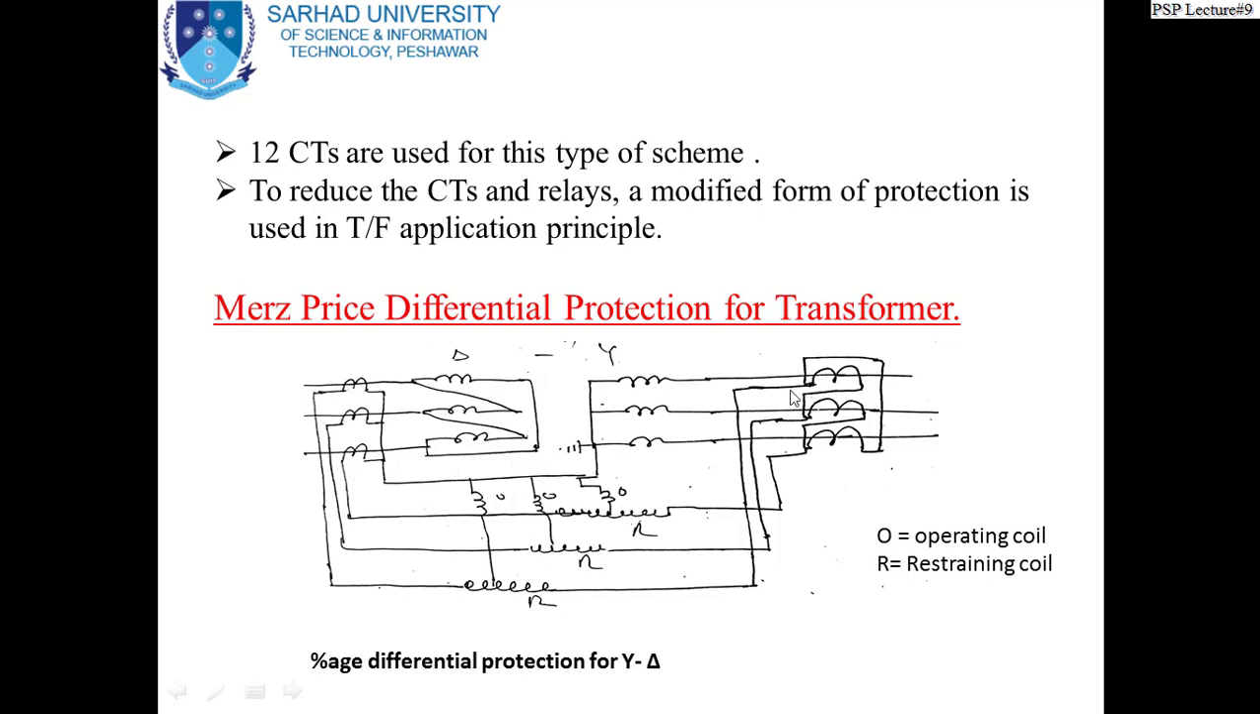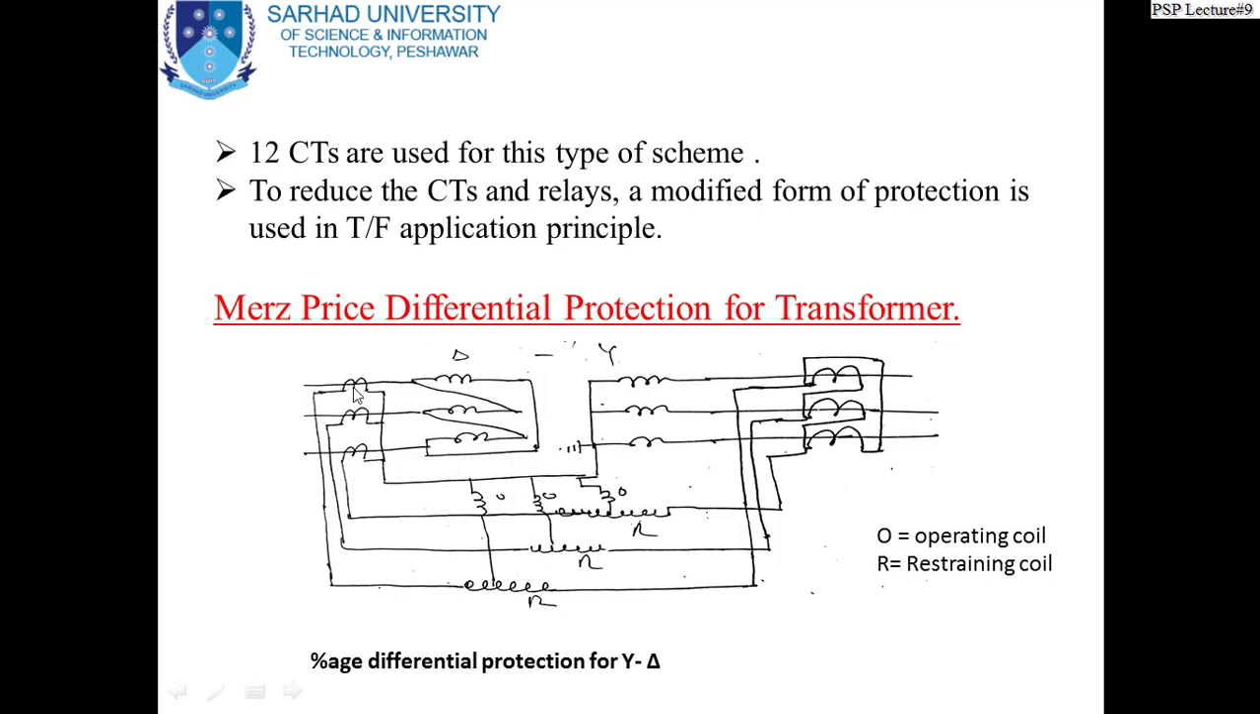because the line current on the Y side is the same as the phase current. In a star connected transformer, the line current is the same as the phase current: IL is equal to IP. But on the delta side, it is not so. The line current is the summation of two phase currents. The line current is not the same as the phase current; it is root 3 times the phase current if the system is balanced. Otherwise, you can calculate the line current by taking the difference of the two phase currents.